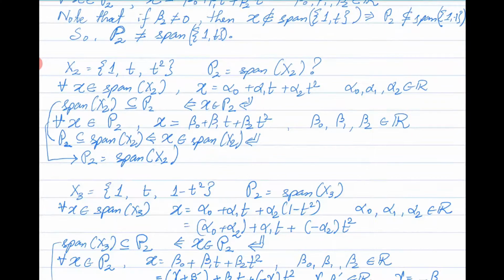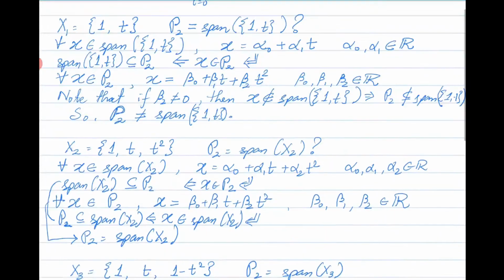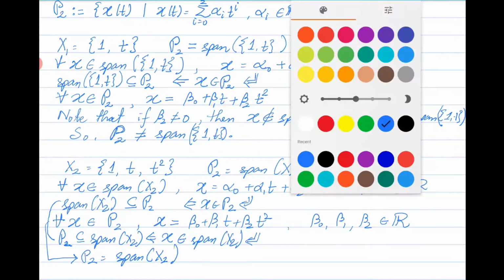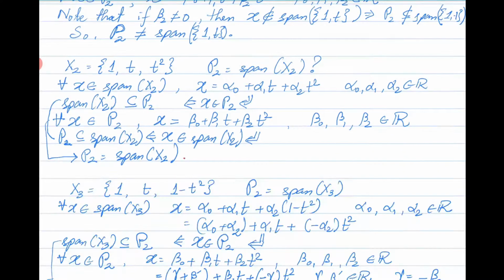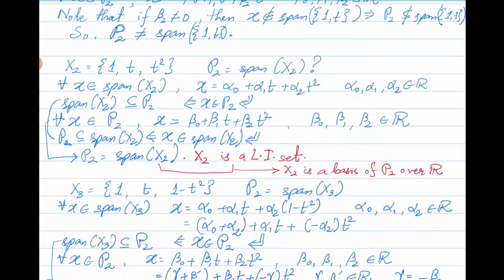What about x2? P2 is being spanned by the set x2. Also, is the set of vectors 1, t, t squared linearly independent? The answer is yes. x2 is a linearly independent set. So both these facts together imply x2 is a basis of the set of 2-degree polynomials over the field of reals.